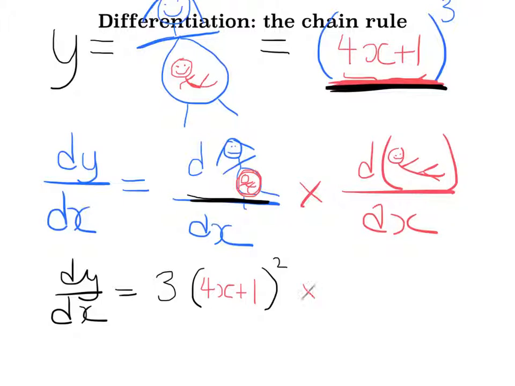Now we need to multiply by what we would get if we differentiated the baby. So what do we get if we differentiate this middle bit? Well, 4x differentiates to 4 and 1 differentiates to 0, so we're just left with this. So then tidying up, we've got 3 times this times 4, so we've got 12 times (4x plus 1) squared.